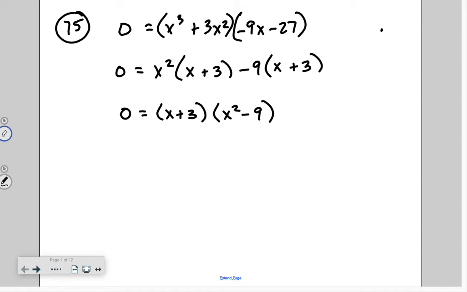And now from here, we take a look and we keep going to finish off the zeros. The second factor happens to be a difference of squares, so we can factor that. So we've got x plus 3, our first factor. If we do the difference of squares in the second part, we end up factoring to x plus 3 and x minus 3.